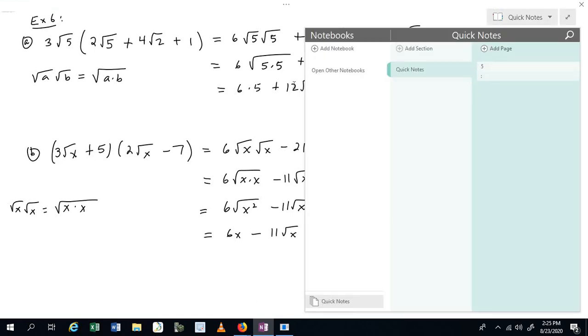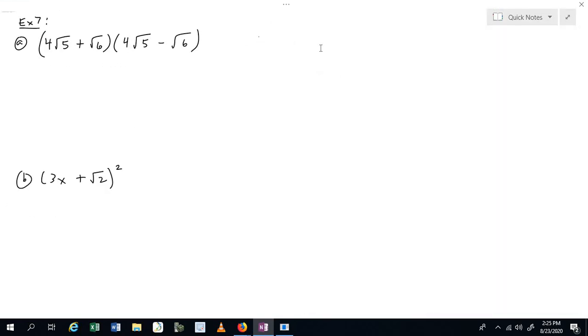Okay, so let's just look at some more. This is example 7, part A. So again, we have to FOIL this out. And I'm going to rearrange the order. So I'm going to take the first and multiply it by the first here, and put the 4's next to each other. So 4 times 4 would be 16. And then the square root of 5 times the square root of 5.